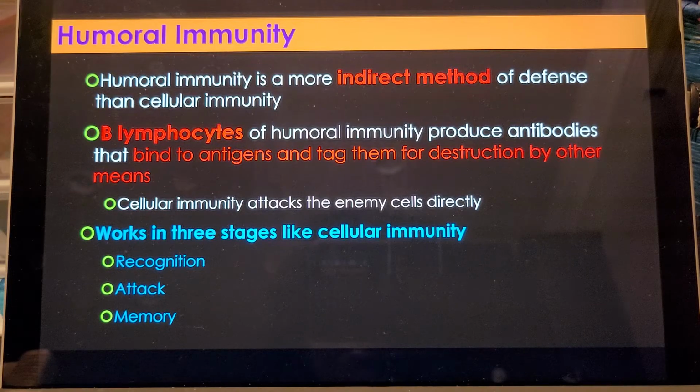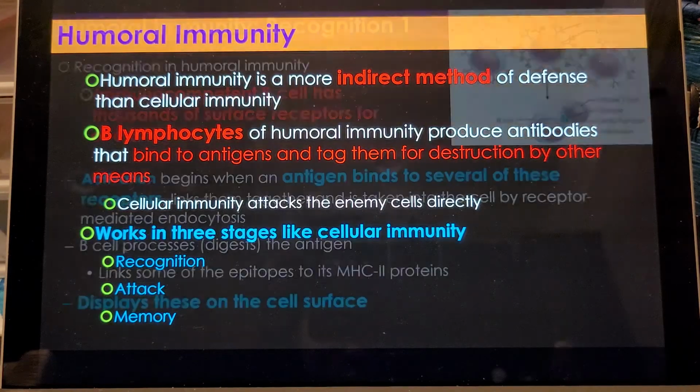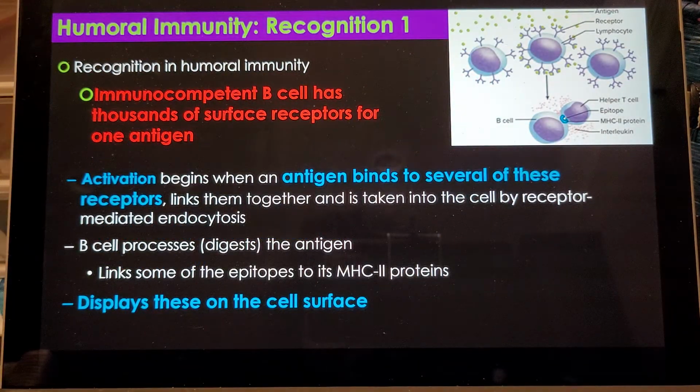The other type of adaptive immunity is humoral immunity. This is with those B cells or B lymphocytes. Their job is going to be to produce the antibodies. The antibodies are going in your body, humor, your fluid, and it has those 3 stages: recognition, attack, and remember, for your 3 R's.